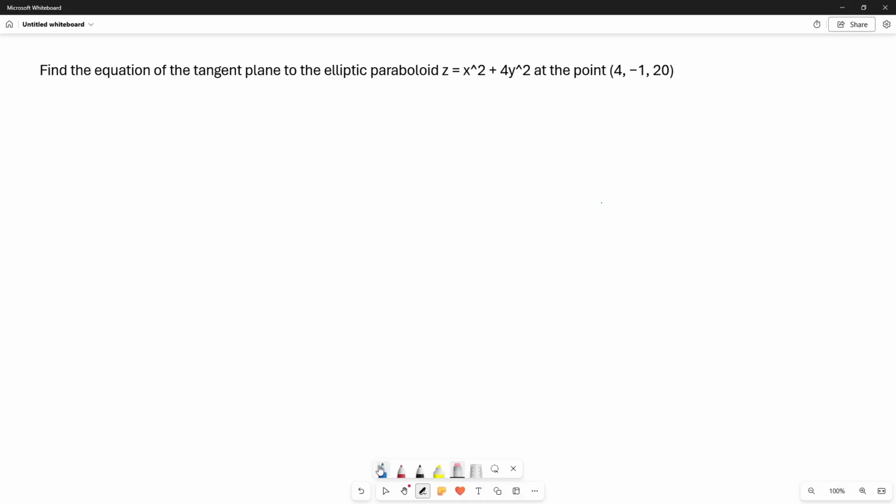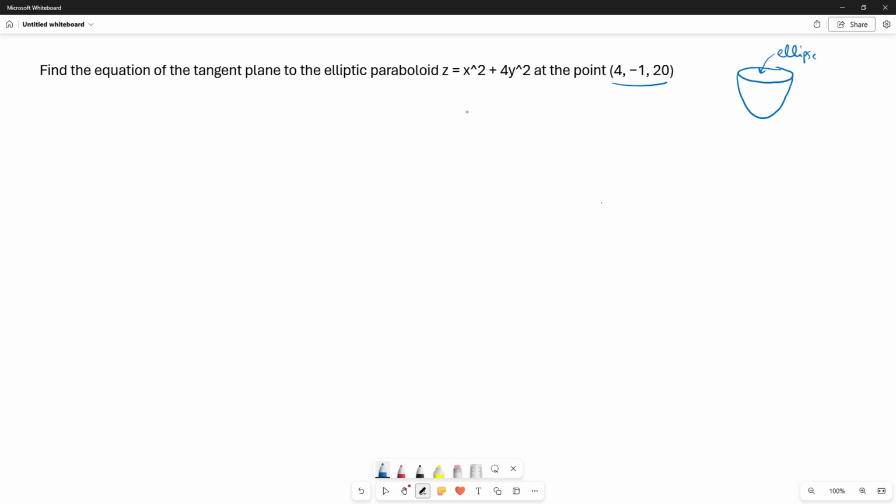Find the equation of the tangent plane to the elliptic paraboloid z equals x squared plus 4y squared at the point (4, -1, 20). So we have an elliptic paraboloid. At the top here the cross section is elliptical. And we have some point on the paraboloid.